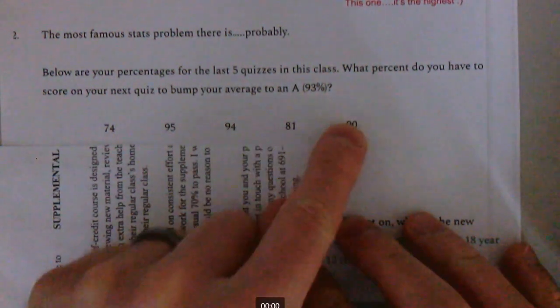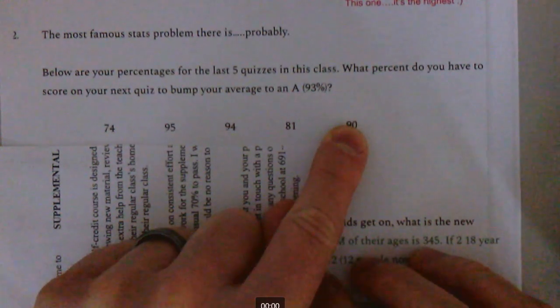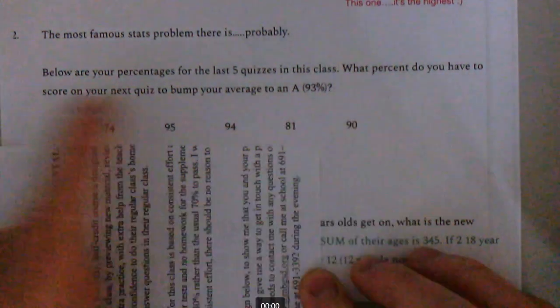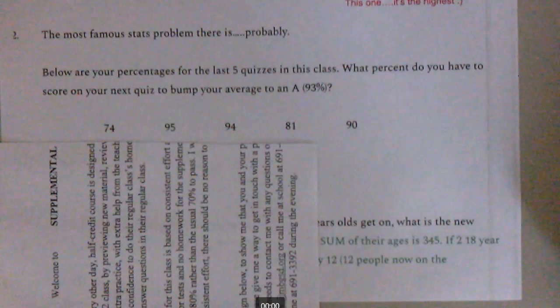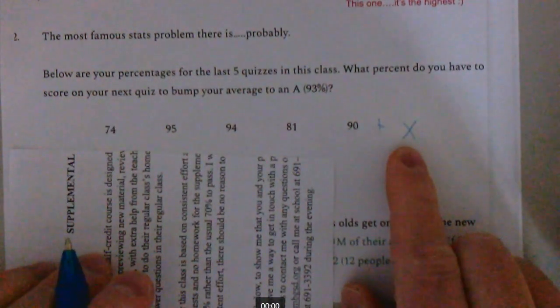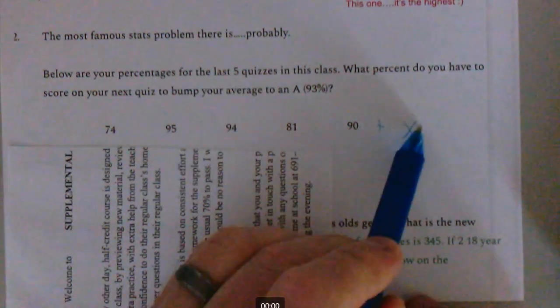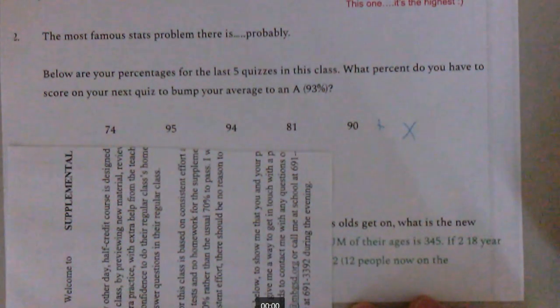1, 2, 3, 4, 5. Plus, I have to add my next quiz. What percent do you have to score in your next quiz? So I'm actually going to add the next one. There's going to be another one I'm going to call X, and I'm going to add that to my big list. So I'm adding all these together, and I'm dividing by how many there are.